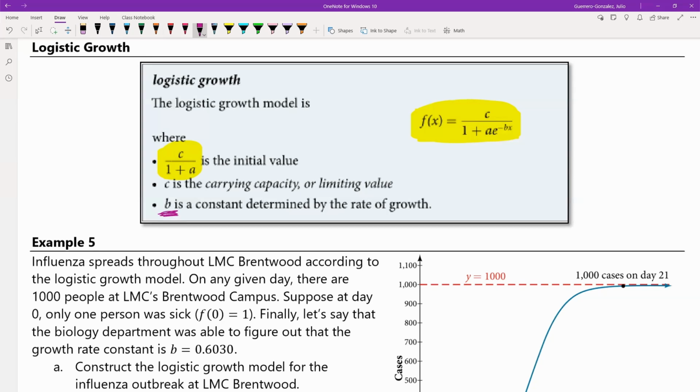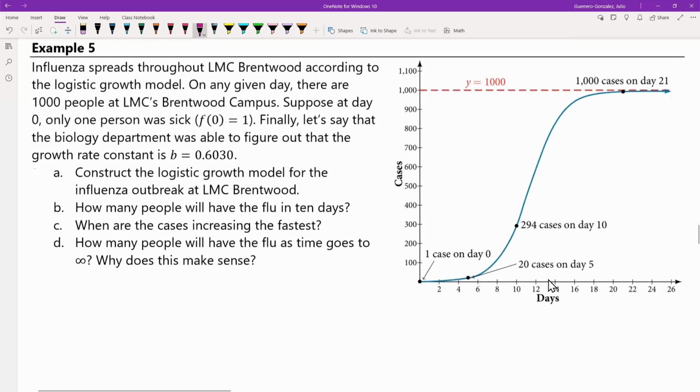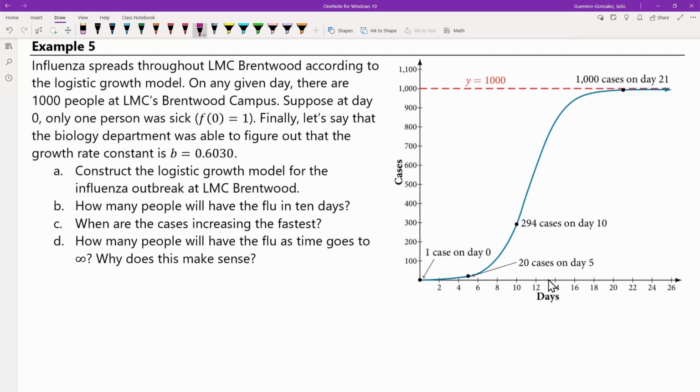All right, so, logistic growth. The prime example for logistic growth is the growth of a bacteria, or the growth of a sickness through a population. Here's an example of how we can use the logistic growth model in such a scenario.